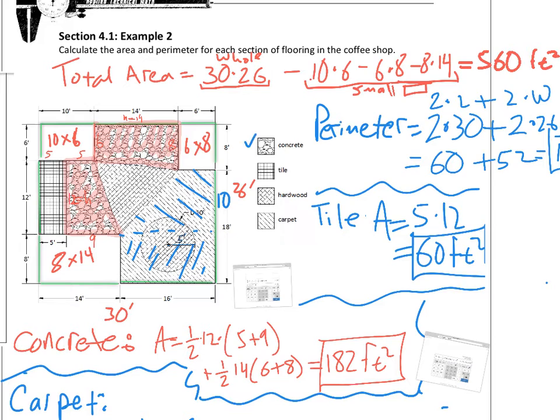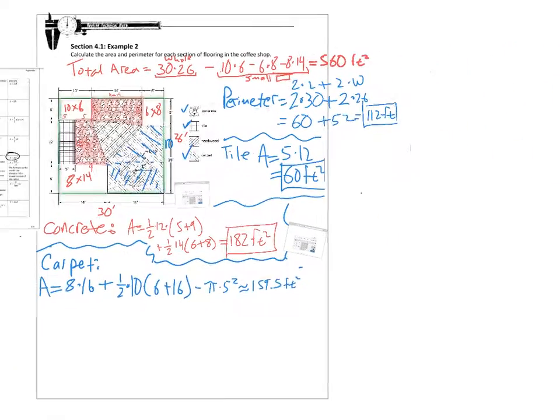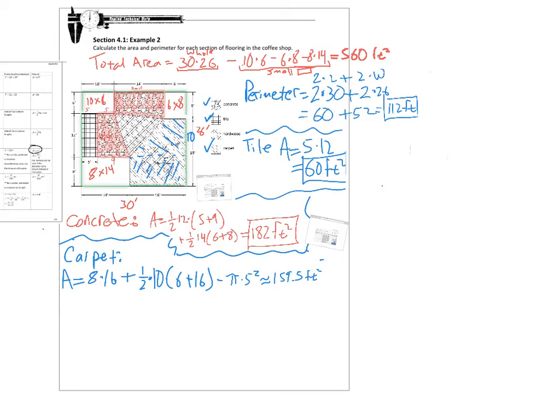We found concrete, check. Tile, check. Carpet, check. We just need the hardwood. So if we subtract each of these boxes from 560, we have what's left, which is hardwood. How's that sound? That triangle is going to be tricky to find, so let's do that. Let's take 560, that's the total area.